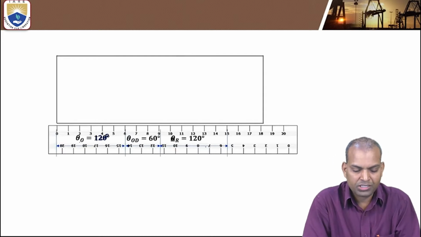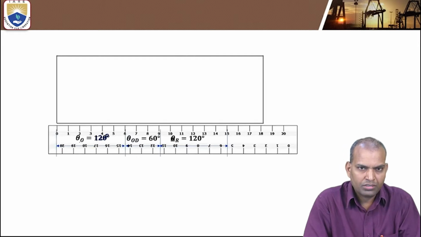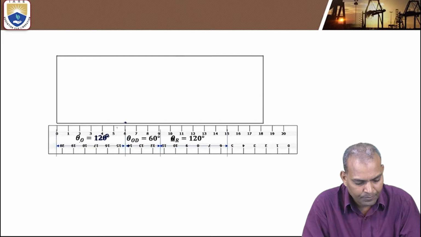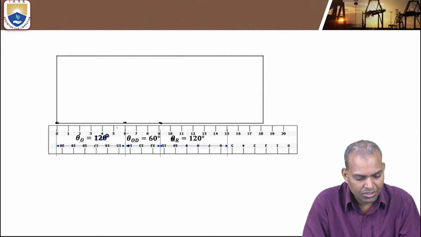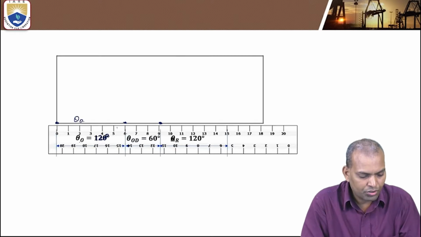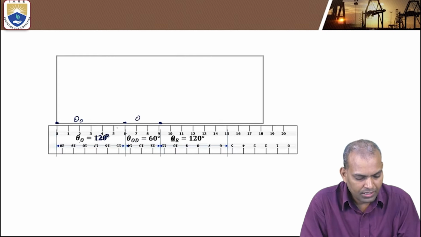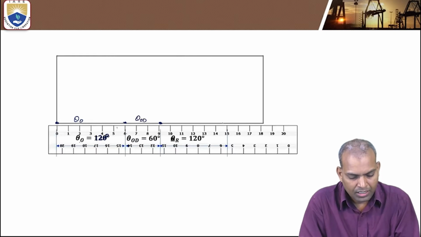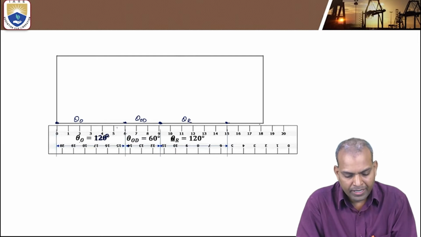Convert these partitions. Theta outward stroke is 120 degrees, that means a 6 centimeters portion. Then outward dwell is 3 centimeters, 6 plus 3, 9. This is the outward stroke and then the outward dwell. Then another 6 centimeters, 9 plus 6, 15, that is theta return. Then the remaining is theta return dwell.